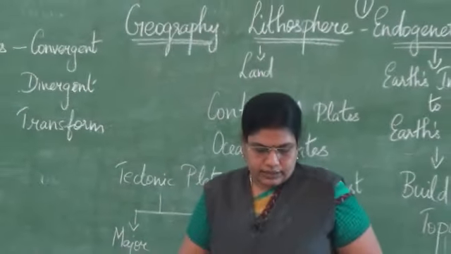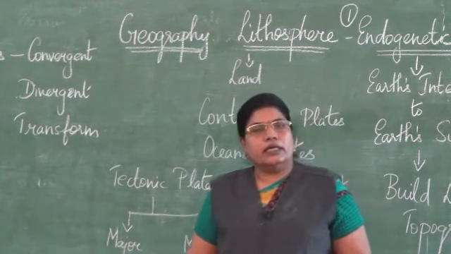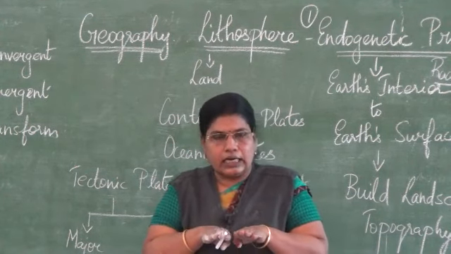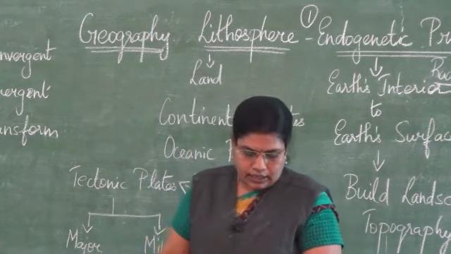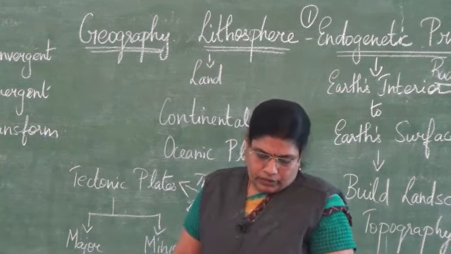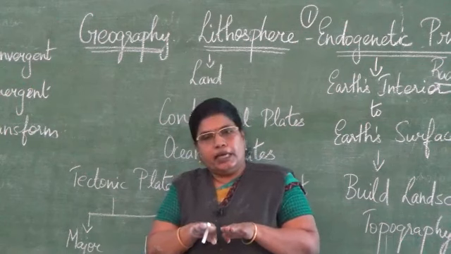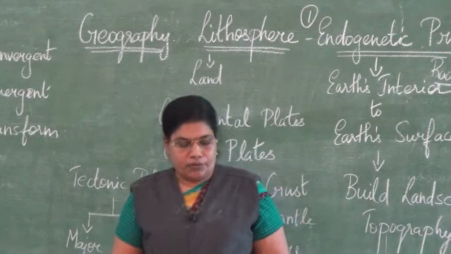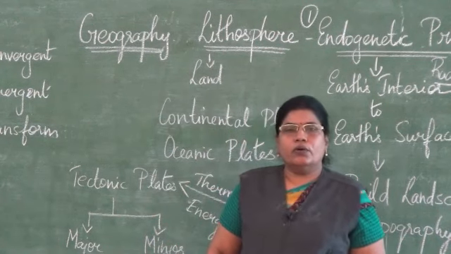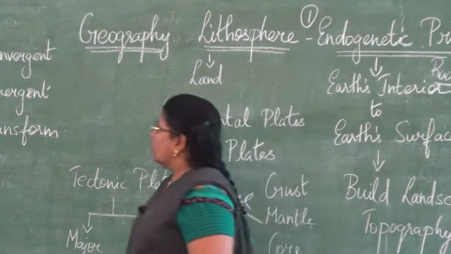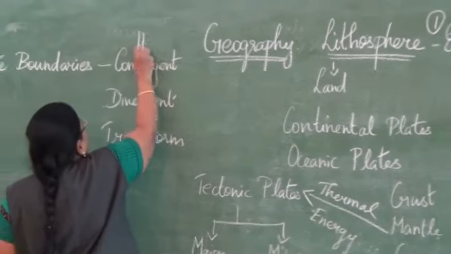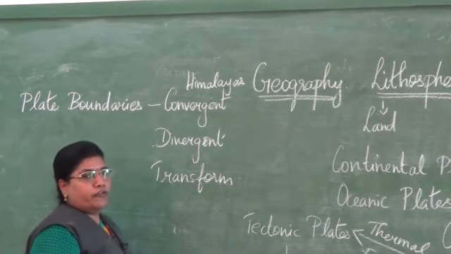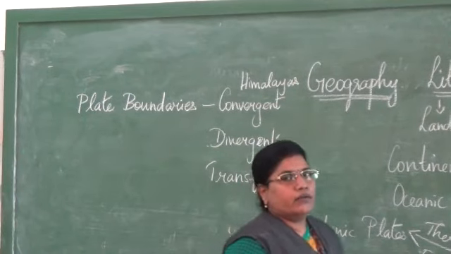The first one is the convergent boundary. So there are different plate boundaries. When they sink under each other, it is called a convergent boundary. The location where the plates sink under each other, a subduction zone is formed. Because of that, fold mountains are formed, for example, the Himalayas. The Himalayas are called young fold mountains because they were recently formed.